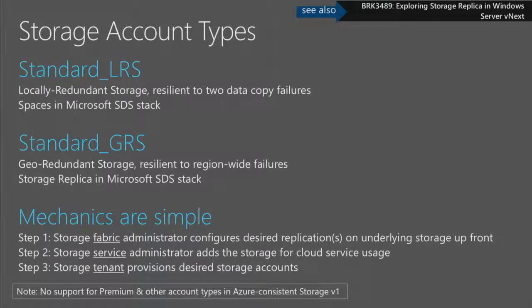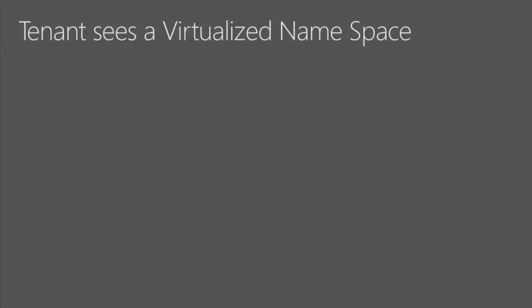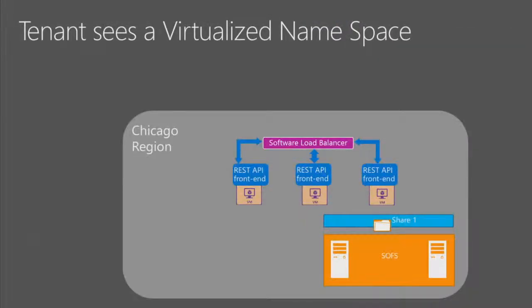The mechanics, I think we kind of touched on this, right? They are the roles and responsibilities. Fabric administrator deals with Fabric. Service administrator deals with offers and plans, and the tenant really consumes those at the end of the day. So let's think about what a tenant really sees from his or her perspective. Well, tenant sees a virtualized namespace. The tenant starts off with, all the tenant sees is an account namespace.